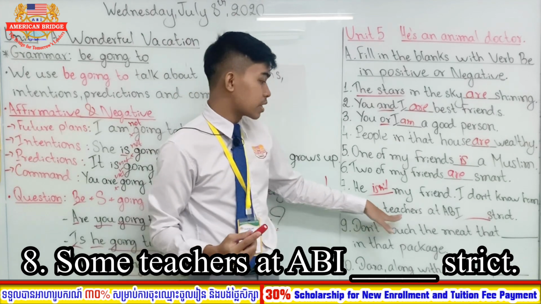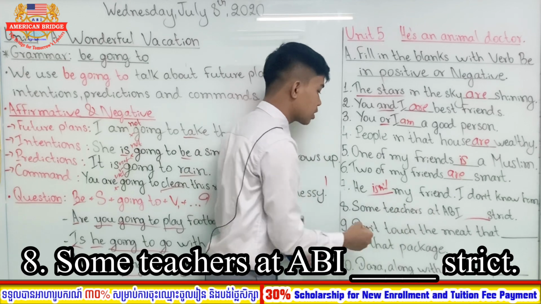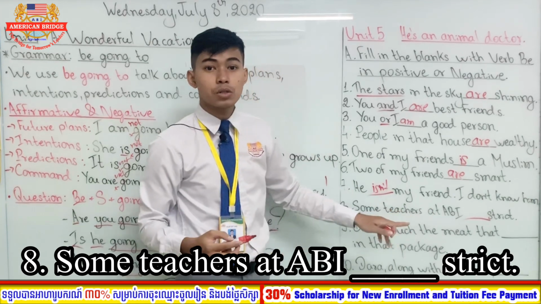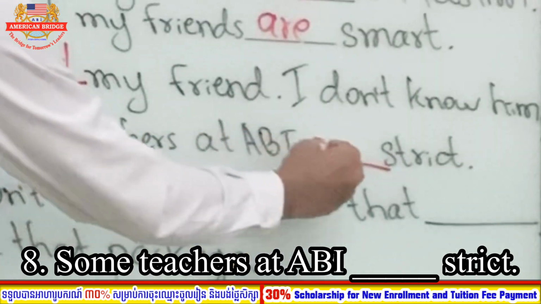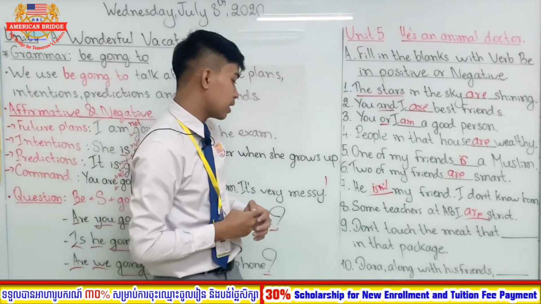So some teachers at ABI blah blah blah strict. So the subject is some teachers. Teachers is plural, so we have to use the verb to be are, right? So some teachers at ABI are strict. Let's go to number 9.